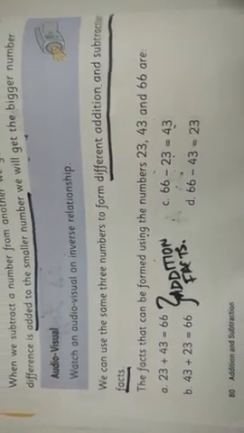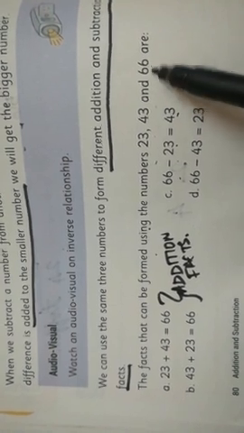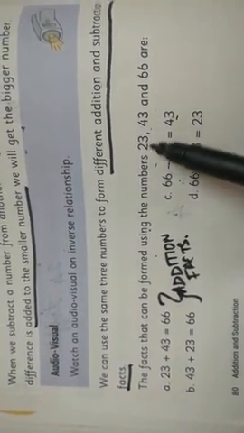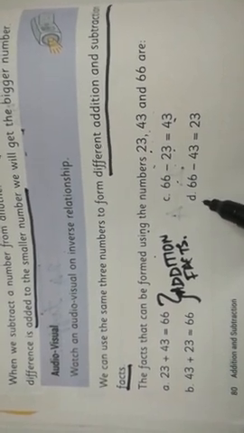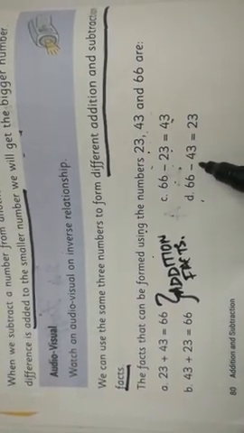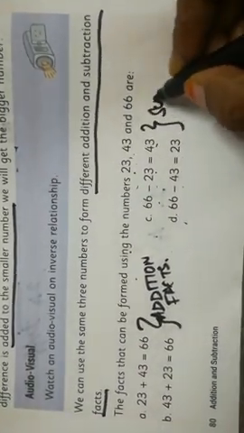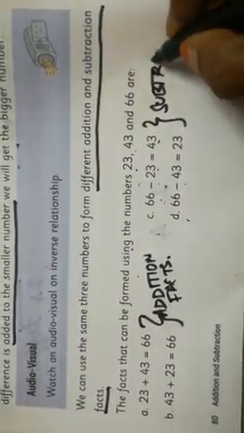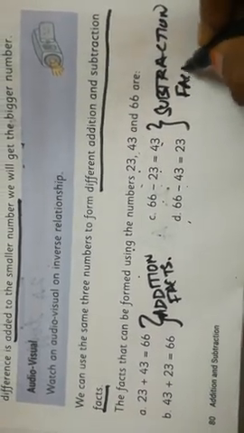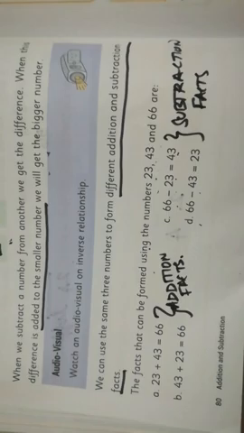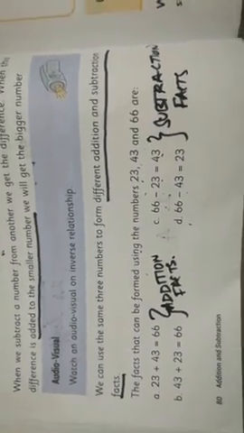C option, 66 minus 23 equals 43. When we subtract a smaller number from the big number, we are getting another smaller number. Same as D option, 66 minus 43 equals 23. These are subtraction facts. These are all the addition and subtraction facts, children.